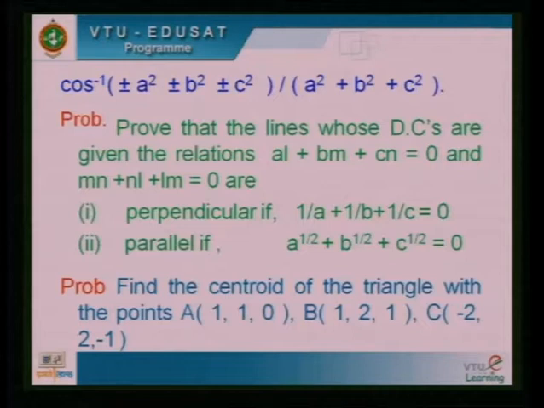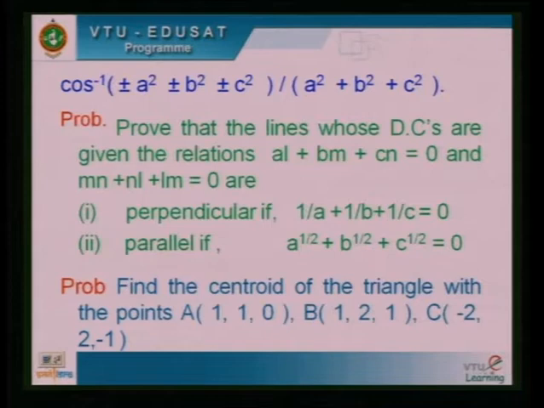What you are supposed to do is separate the values of L, M, N using both the equations. Either you put the first equation in the second or the second equation in the first. Somehow you must get these values, which are included in both the first and second equations, and you have to prove the condition that two lines are perpendicular.